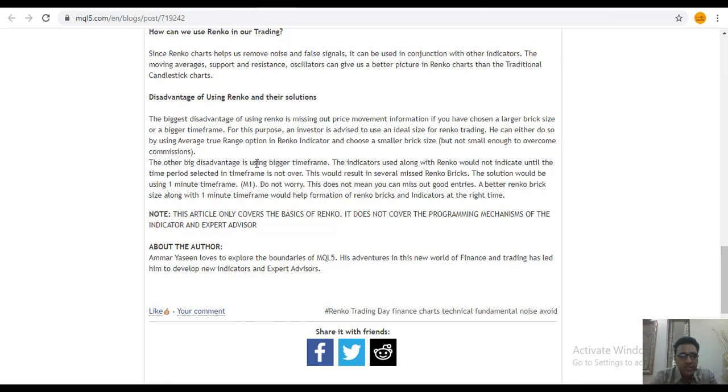The other big disadvantage is using a bigger time frame. The indicators used along with Renko would not indicate until the time period selected in the time frame is over. This would result in several missed Renko bricks. The solution would be using the 1 minute time frame. Do not worry, this does not mean you will miss out on good entries. A better Renko brick size along with the 1 minute time frame would help in the formation of Renko bricks and indicators at the right time.